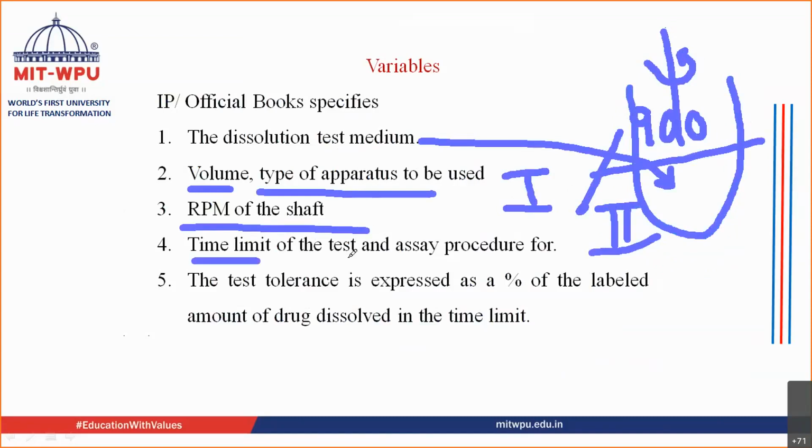The time limit of the test will also be given, and the assay procedure would also be given in the monograph. And the test tolerance is expressed as what? Percentage of the labeled amount of the drug, like we do for content uniformity. In content uniformity also, what you find out is the percentage of drug that is getting released from the dosage form. Here also you find out the percentage of the drug that is getting released from the dosage form.